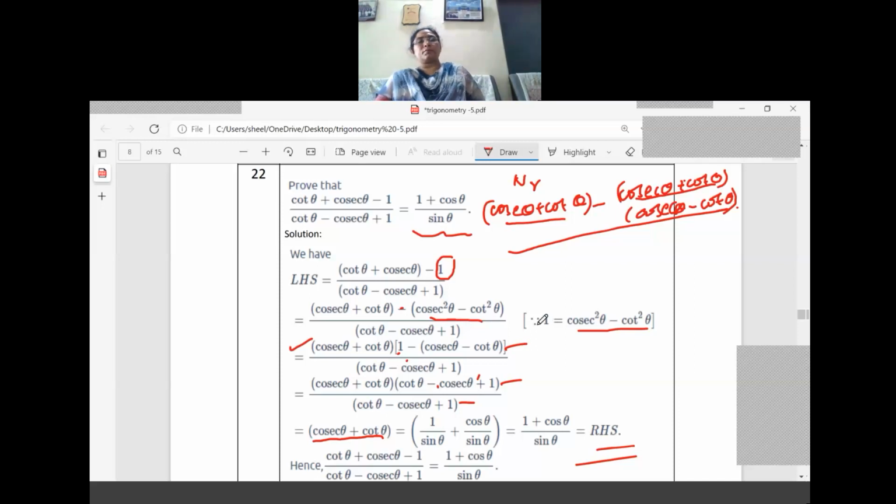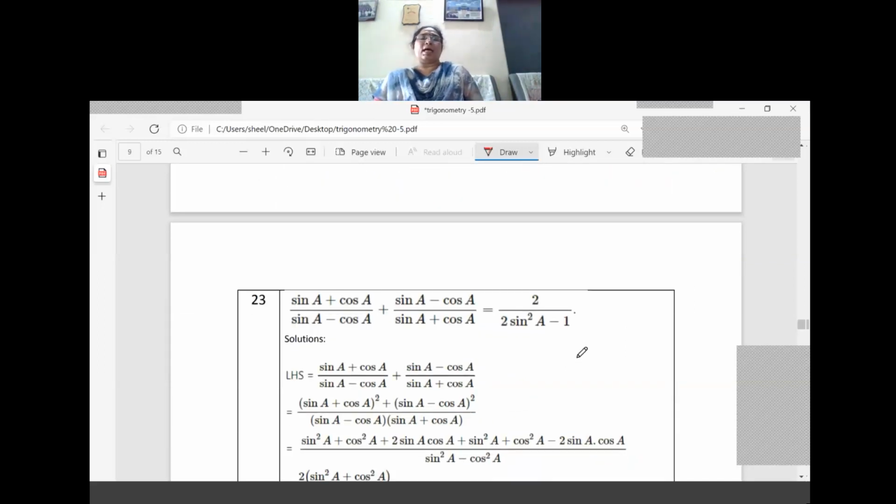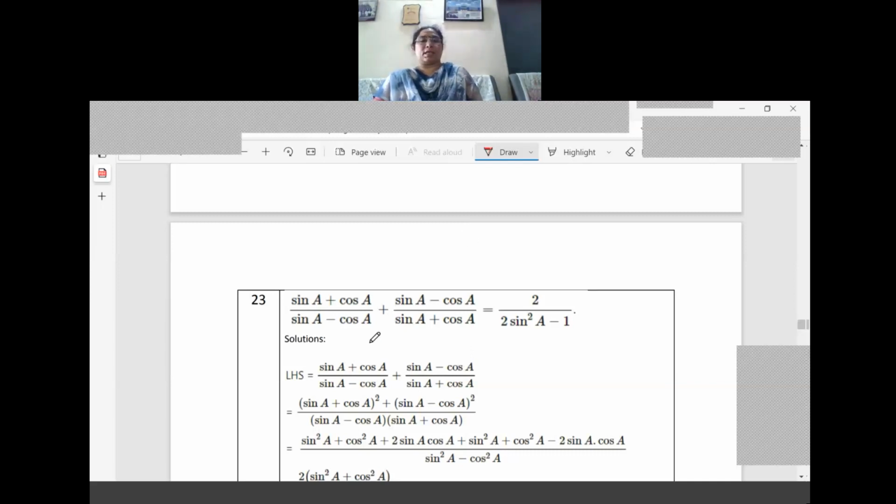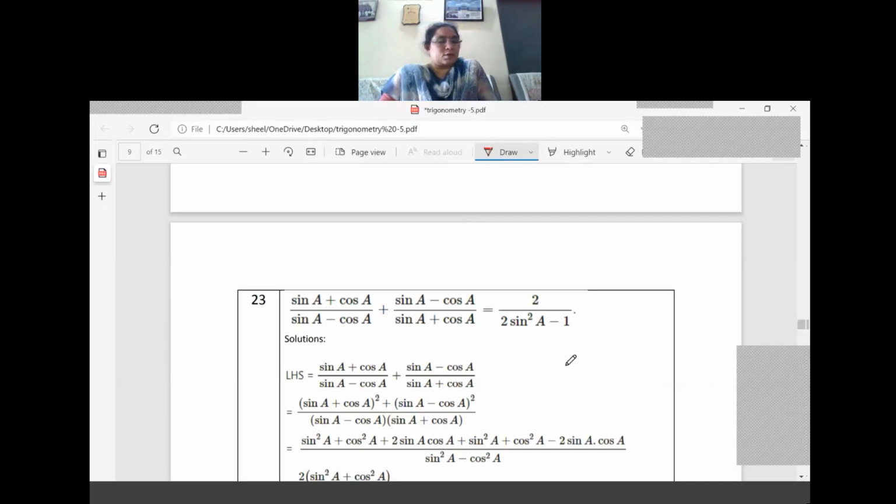Next question, 23rd. Sin A plus cosec cos A divided by sin A minus cos A, plus sin A minus cos A by sin A plus cos A, equal to 2 by 2 sin square A minus 1 only, right? So what is this process? It is numerator by denominator, we are getting.